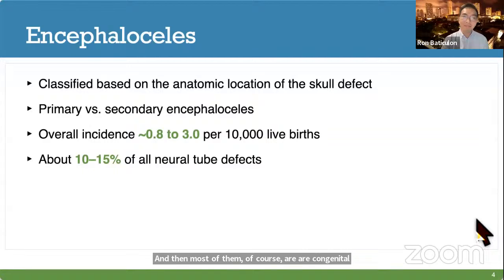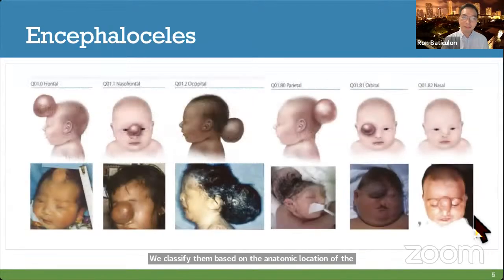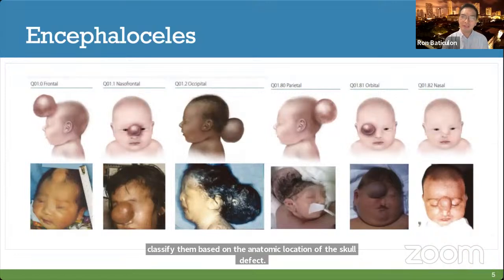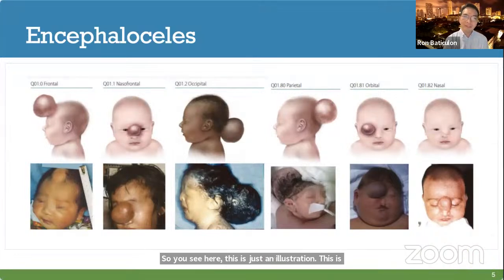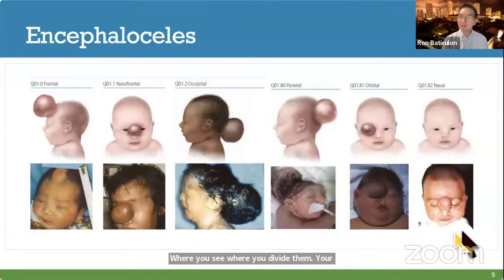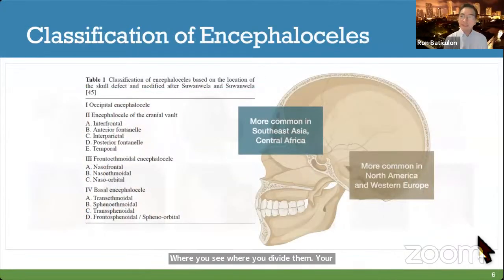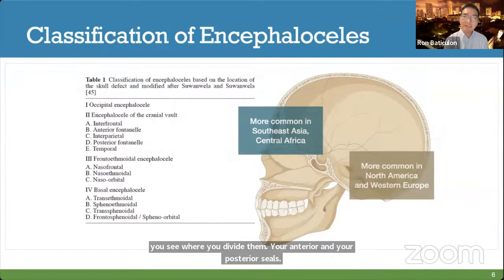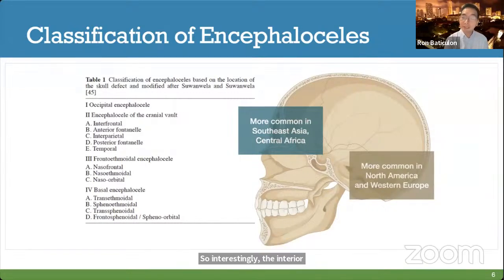We classify them based on the anatomic location of the skull defect. You see here, this is just an illustration in the WHO guidebook, I think, where they divide them into anterior and posterior encephaloceles. Interestingly, the anterior encephaloceles are more commonly seen in Southeast Asia and Central Africa, whereas the posterior encephaloceles are more common in North America and Western Europe.